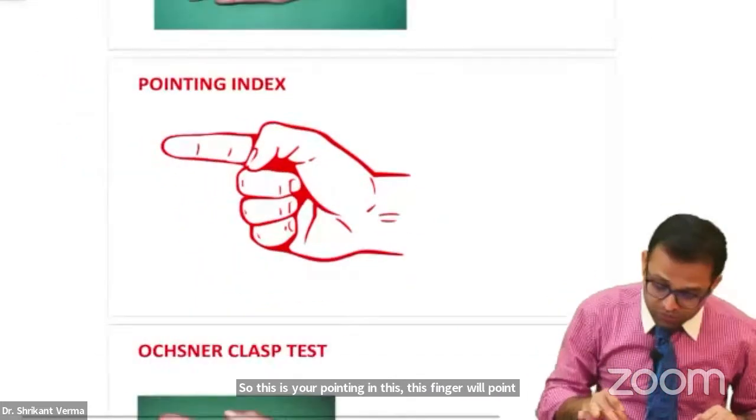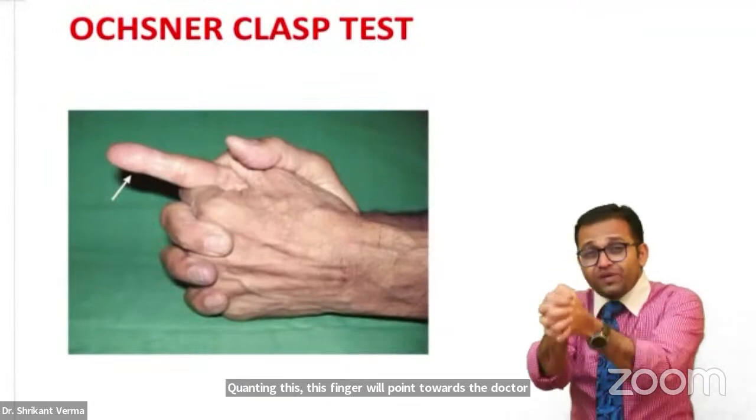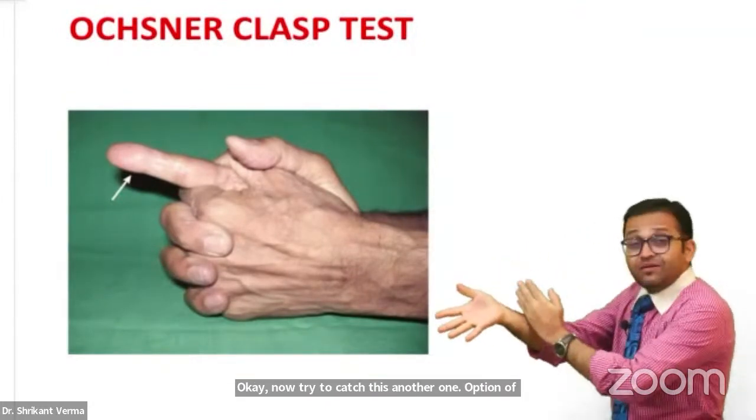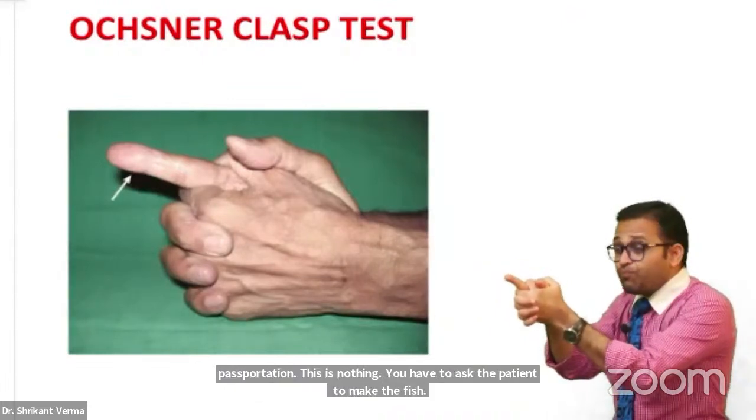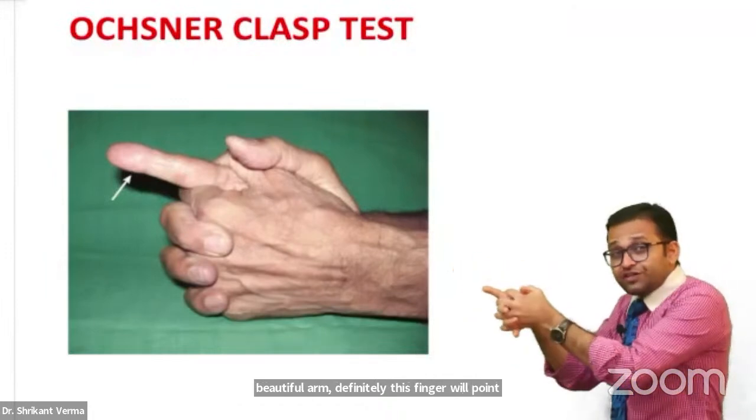Okay, now try to catch this another one, Oschner clasp test. This is nothing, you have to ask the patient to make the fist. But when there is the injury to the median nerve at the mid forearm, definitely this finger will point towards the doctor. So this is nothing, the pointing index is the Oschner clasp test.